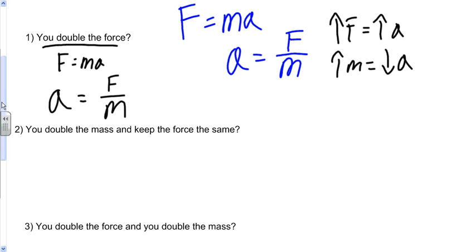And now we see what happens if you double the force. Well, if you double the force, it's like having 2F. And then if we have just the force being doubled, the mass stays the same, so that's like multiplying by 1. And whatever this piece comes out to be is what happens to the acceleration. So if we have 2 divided by 1, we see that the acceleration gets doubled.